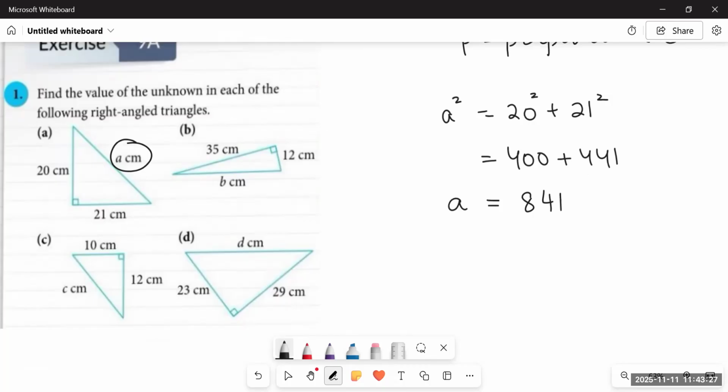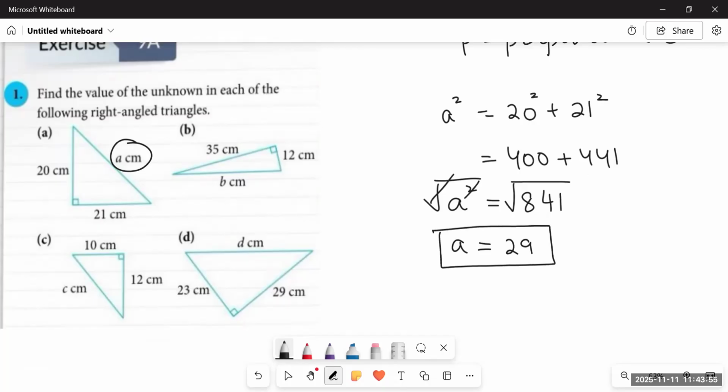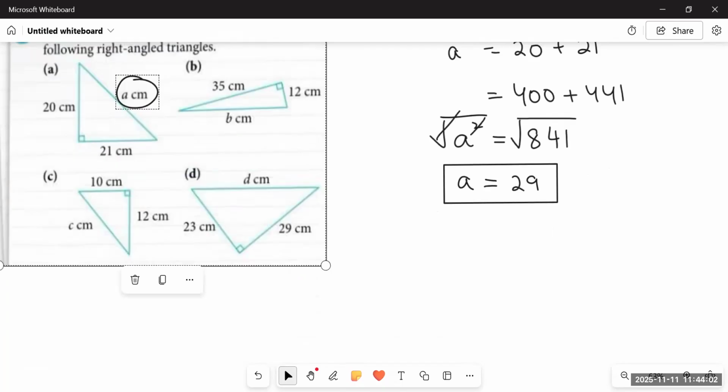After finding the squares of both the given numbers, we will take a square root on both sides. By doing so, the square will cancel the square root and we will get the final answer. So the square root of 841 equals, you have to use a calculator for it, and it gives us 29, because 29 is a perfect square. 29 multiplied by 29 is equals to 841. So here A equals 29 centimeters. And you can check that this is the longest side. It is even greater than 20 and 21.